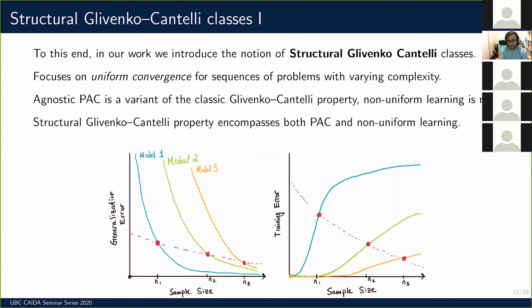But what we're really going to do is have, for each sample size, a different model that we pick. So with N1 samples, we might use model 1. And with N2 samples, we might use model 2. And with N3 samples, we might use model 3. And a good thing to look for is that you want the generalization error to come down as you progress through the sequence of models and increase your sample size. And you want your training error to come down too.